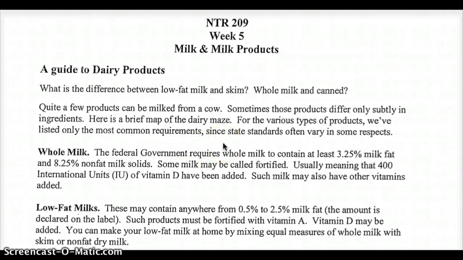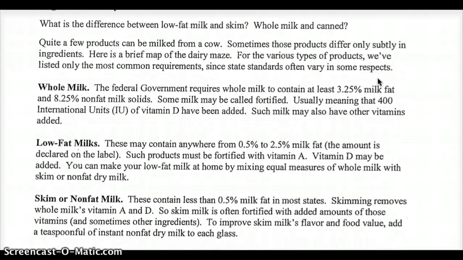For the various types of products, we've listed only the most common requirements, since state standards often vary in some respects. Whole milk: the federal government requires whole milk to contain at least 3.25% milk fat and 8.25% non-fat milk solids. Some milks may be called fortified, usually meaning that 400 international units (IU) of vitamin D have been added. Such milk may also have other vitamins added. Low-fat milks may contain anywhere from 0.5% to 2.5% milk fat. The amount is declared on the label.